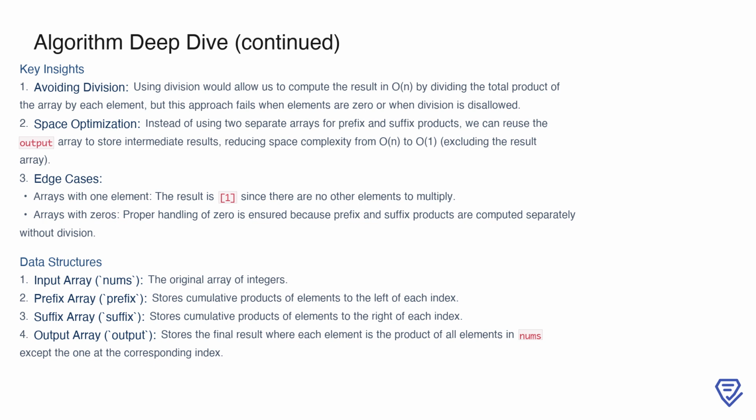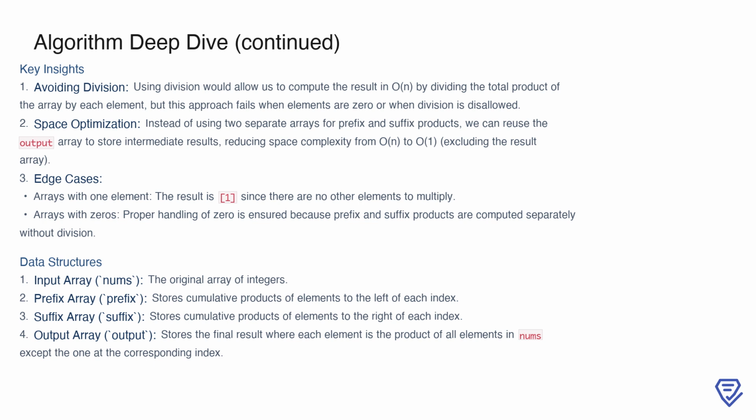First, avoiding division is crucial since division can cause issues with zeros in the array or may simply be disallowed. Instead, computing prefix and suffix products ensures accuracy and bypasses these limitations. Second, we can optimize space by reusing the output array to store intermediate results, reducing the space complexity from O(n) to O(1), aside from the output itself. This makes the algorithm much more space efficient.